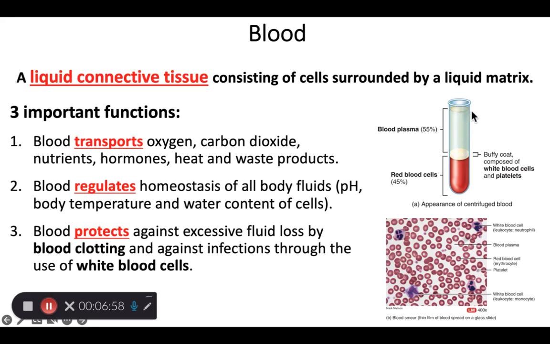And notice roughly 55% of your blood is liquid plasma, and therefore the rest of it, about 45%, are the red blood cells and the white blood cells and platelets. The reason it says 45% here is that the white blood cells and platelets are less than 1% of your blood.